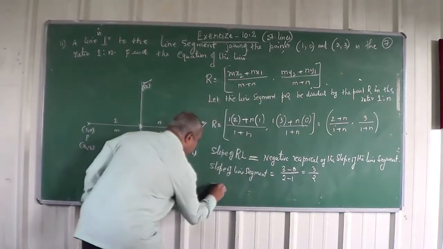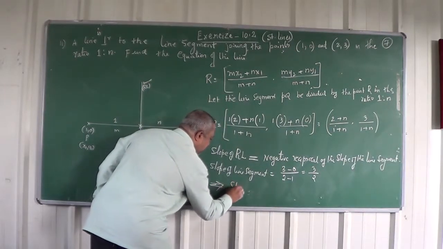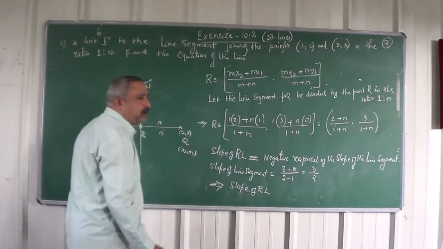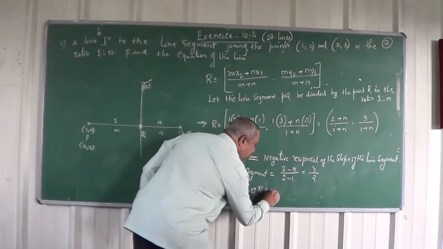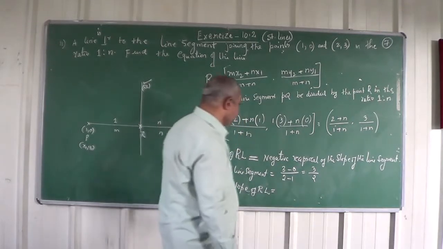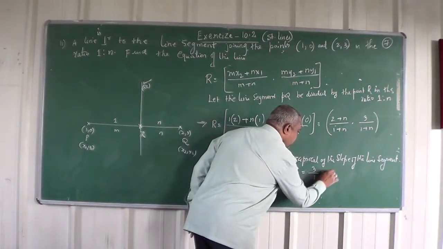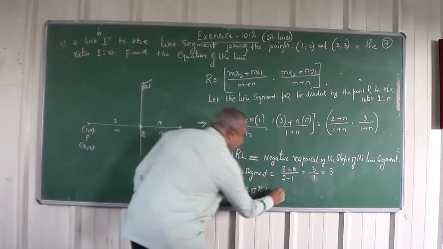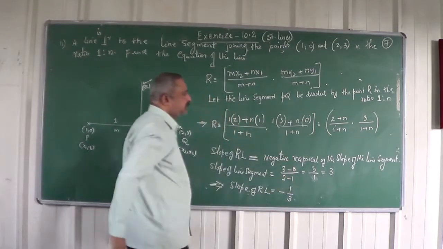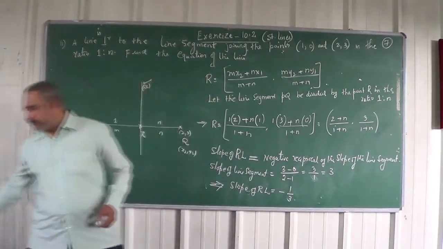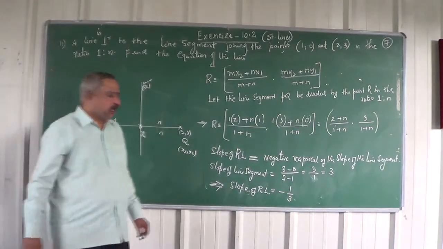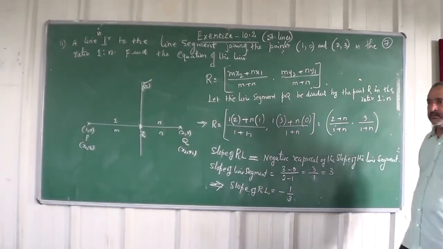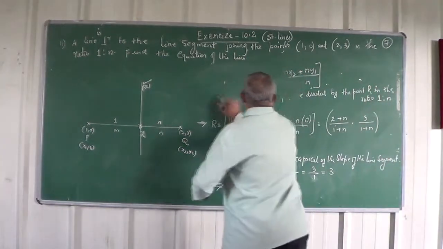This implies the slope of the required line. The slope of the line segment is 3. So what is the slope of the required line? Minus 1 by 3. Okay. So we got the slope of the required line and we got 1 point also. Now we shall find the equation.